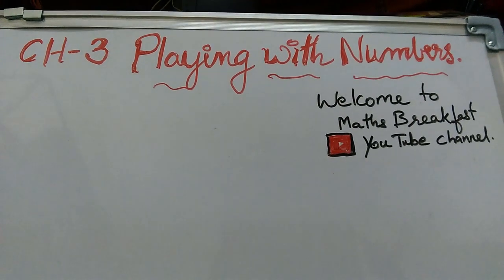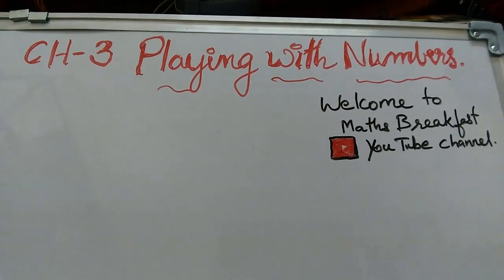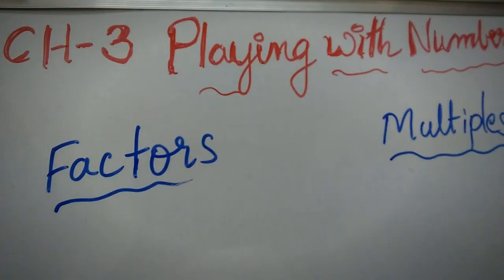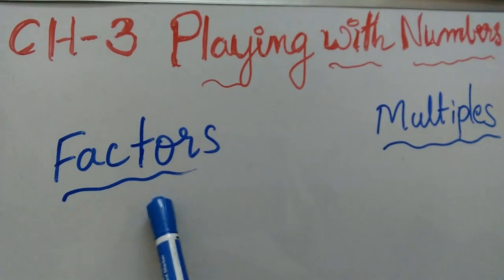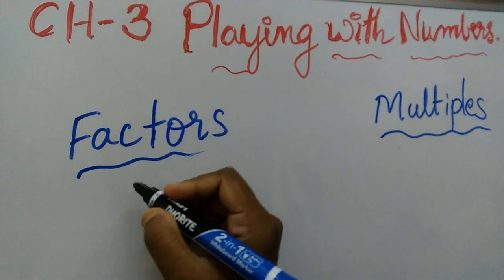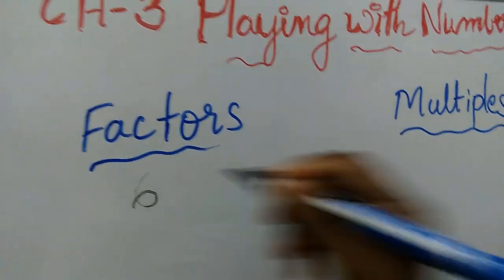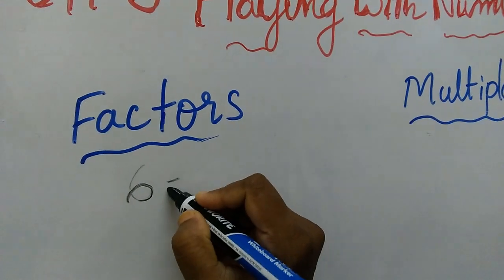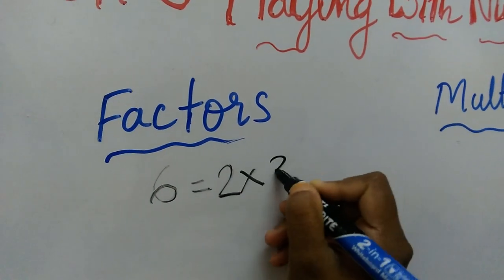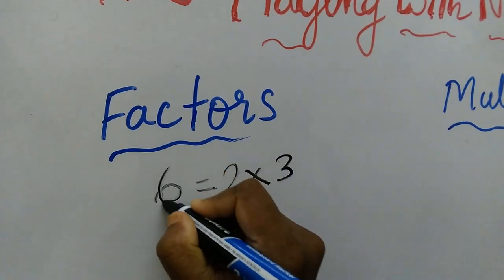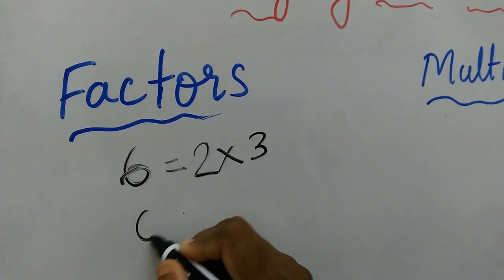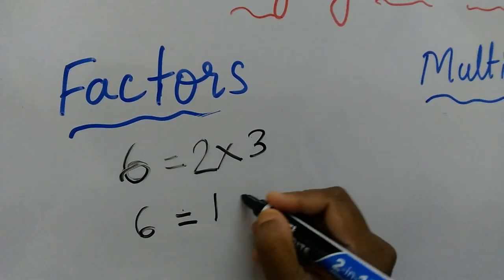In this video, we are going to the third chapter, Playing with Numbers, of class 6. In this chapter, first we deal with factors and multiples. Factors means, for example, we can take 6. 6 equals 2 into 3. 2 into 3 we will get 6. Again we know 6 equals 1 into 6.